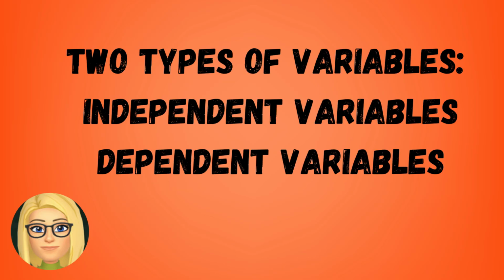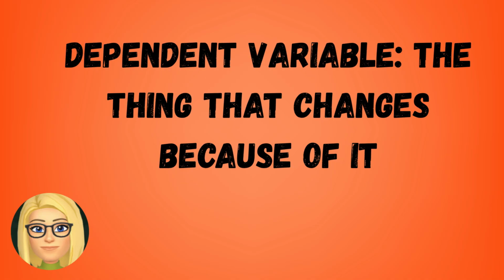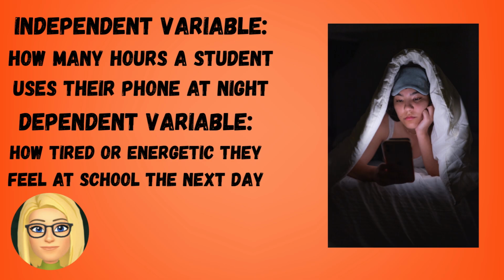Variables are things that can change. In research, there are two main types. The independent variable is the thing researchers think is causing change. The dependent variable is the thing that changes because of it. If we were studying phone use and energy levels, the independent variable would be how many hours a student uses their phone at night. The dependent variable would be how tired or energetic they feel at school the next day.